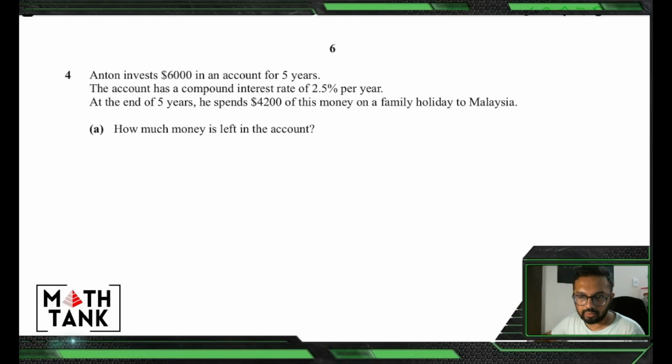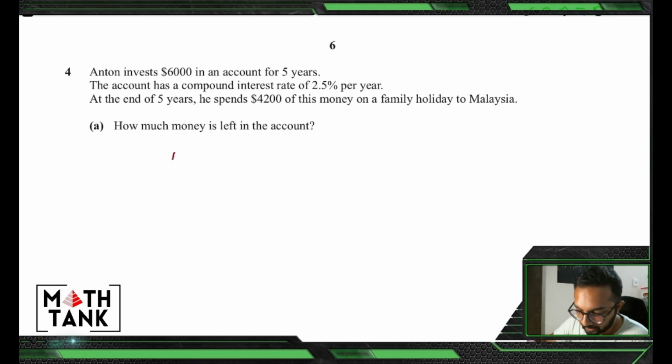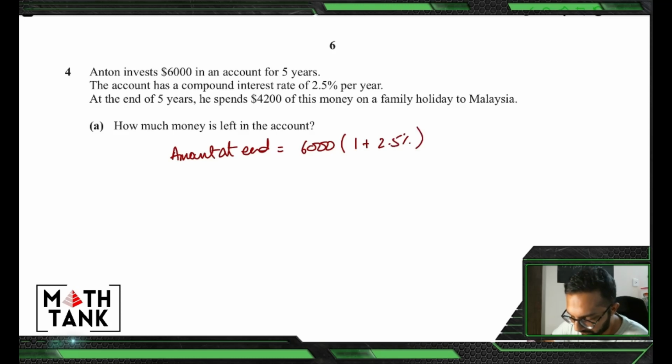So the next question then. Okay, it says Anton invests $6,000 in an account for 5 years. The account has a compound interest rate of 2.5% per year. At the end of 5 years, he spends $4,200 of the money on a family holiday to Malaysia. So again, amount at end is 6,000 as the initial, 1 plus 2.5%, power 5.